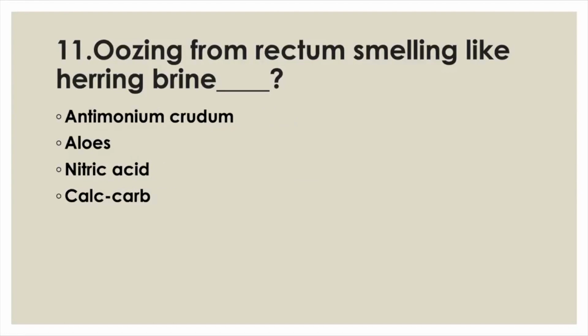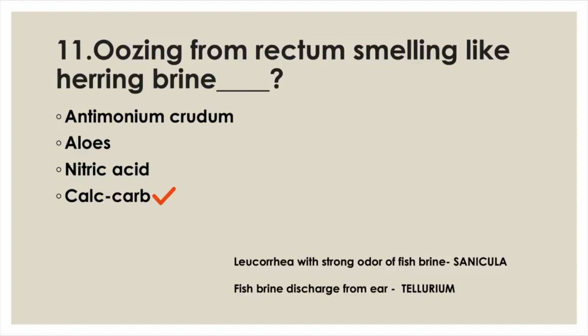Oozing from rectum, smelling like herring brine. Option A, antimonium crudum. Option B, aloes. Option C, nitric acid. Option D, calcarea carb. Answer, option D, calcarea carb. Leucorrhea with strong odor of fish brine, sanicula. Fish brine discharge from ear, medicine, tellurium.